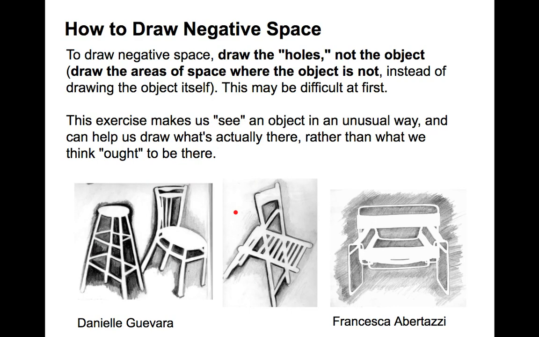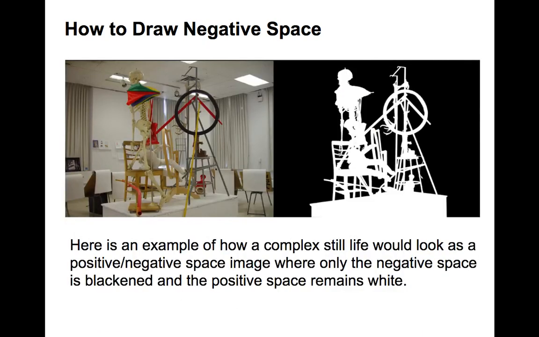How do you draw a negative space? Well, these are some student drawings of negative space, and what it says is draw the holes, not the object. Draw the areas of space where the object is not, instead of drawing the object itself. So it makes us see an object in an unusual way and can help us draw what was actually there instead of what we think ought to be there. Here's a pretty complex still life reduced down into just drawing the negative space.